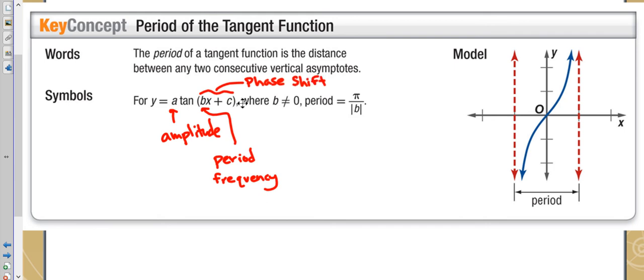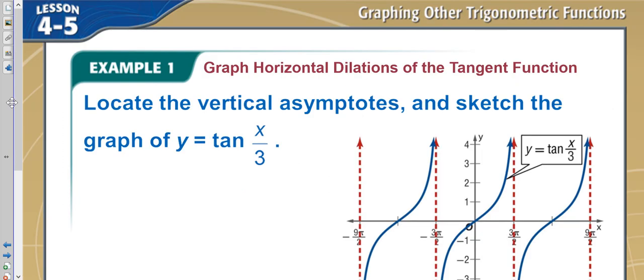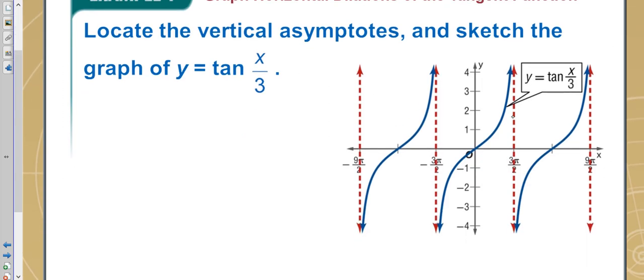And finally, if there's anything on the outside, that would be a vertical translation, if it had a plus d on the outside. All right, so same thing with a period though, but instead of saying 2 pi over b, notice the change. Today with tangent, the period is pi over the absolute value of b. All right, so here's a picture. It's already graphed for you here.